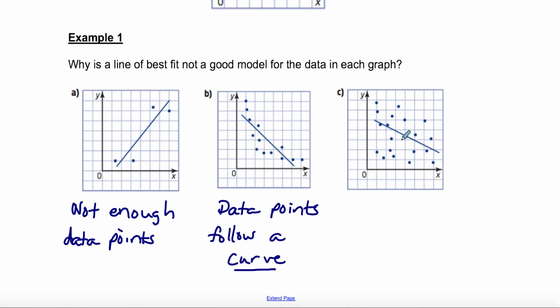And what we see here in the last example just looks sort of random, that somebody would draw a line of best fit through all the points that is going down. I mean, someone else could have drawn one going up. These points are really scattered all over the place. I don't see where the pattern or the trend is for that graph. So the data points have no pattern and they don't follow a curve or a line.